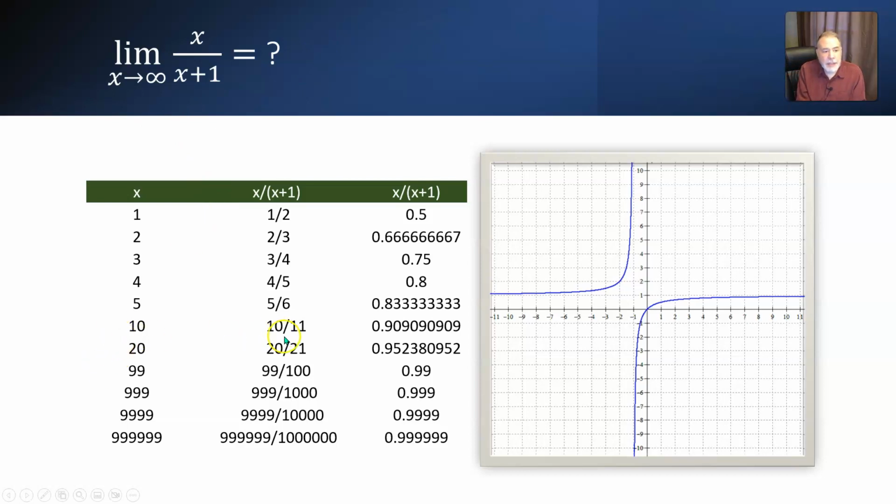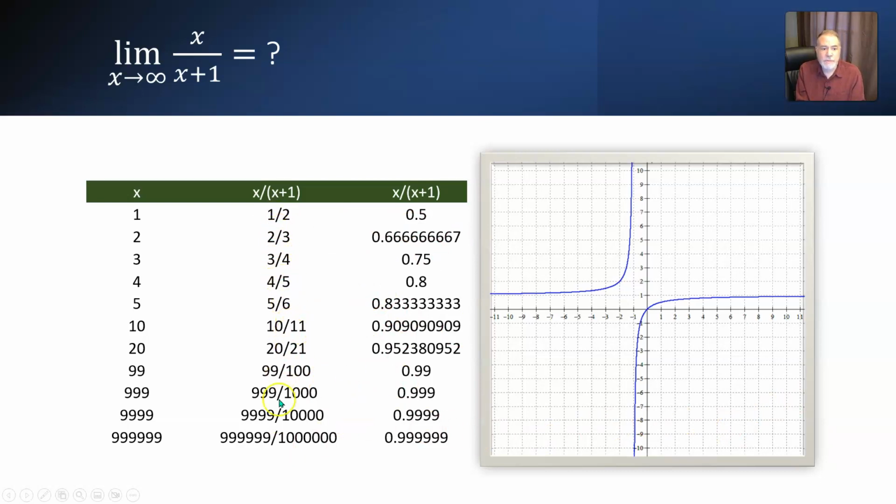10 divided by 11, or 20 divided by 21, or 999 divided by 1,000, or 999,999 divided by 1,000,000. Those numbers are getting closer and closer to 1. No matter how big a number you put in for x, x divided by x plus 1 is always going to be less than 1 by a little bit, but it's going to get close to 1. Hopefully you can see that from these calculations.